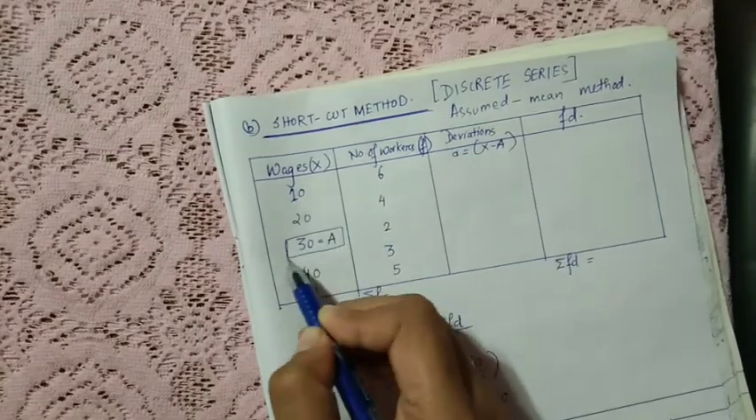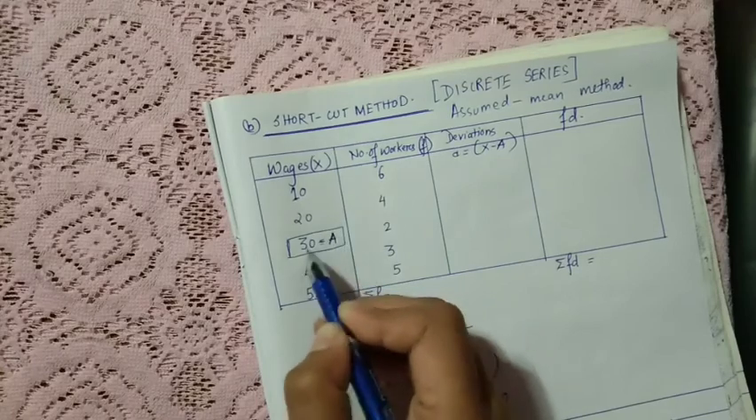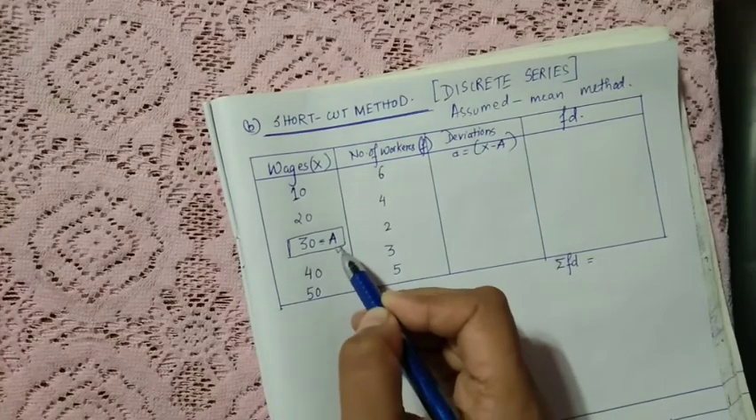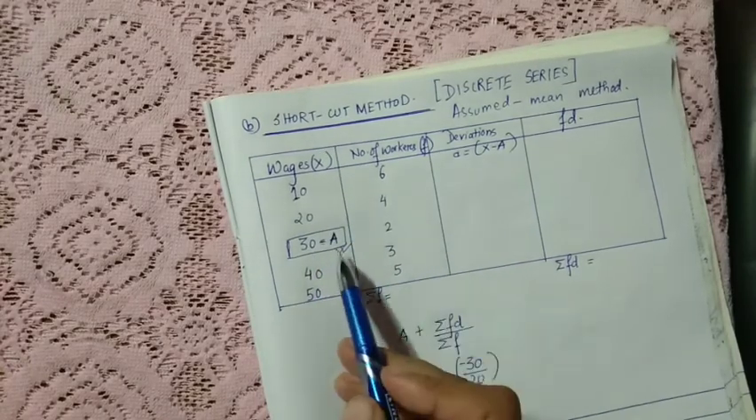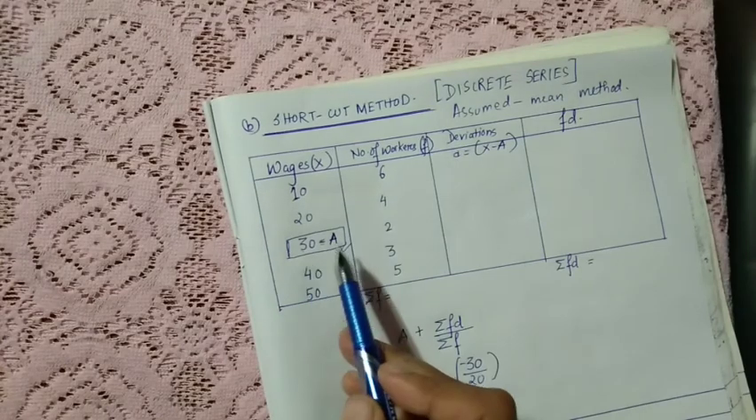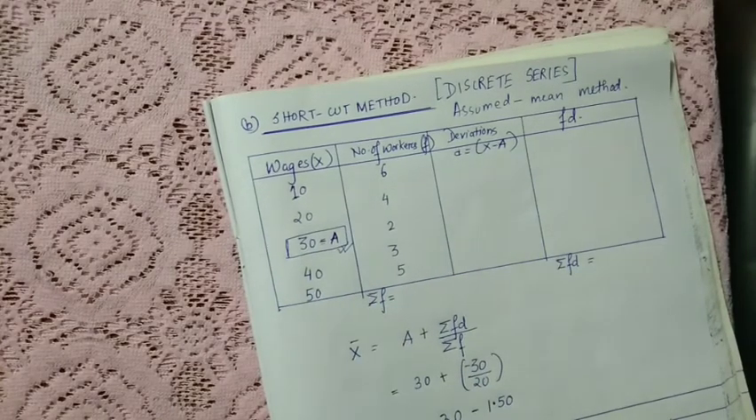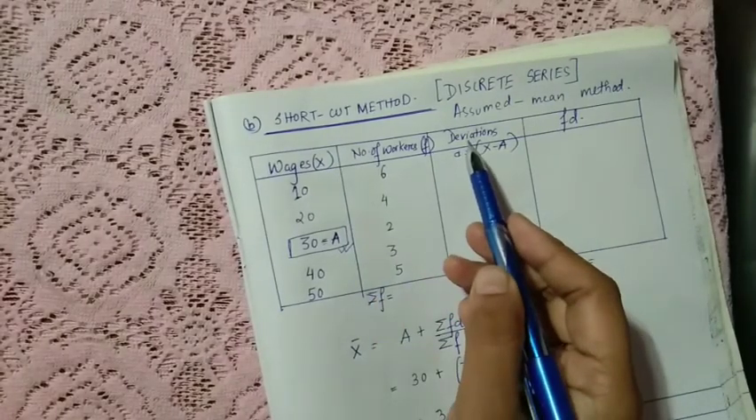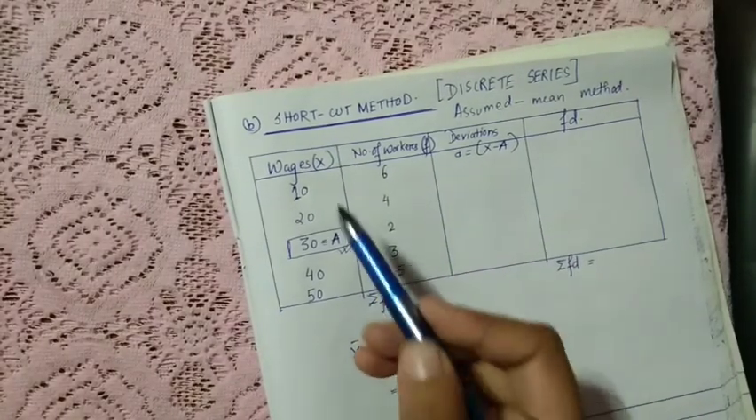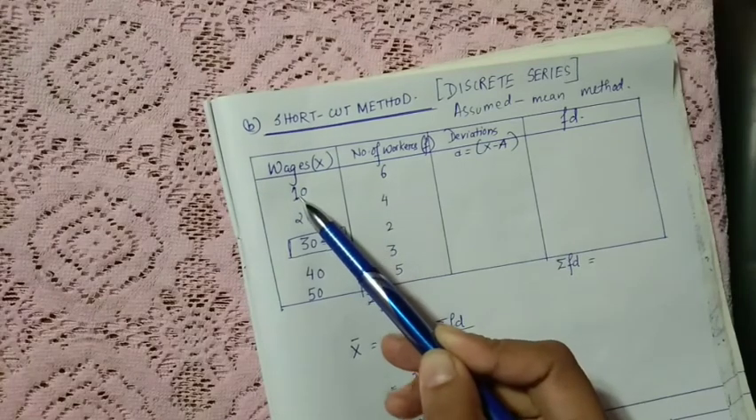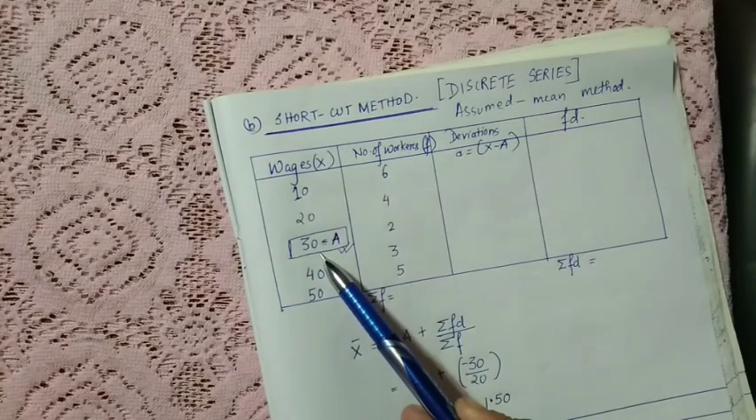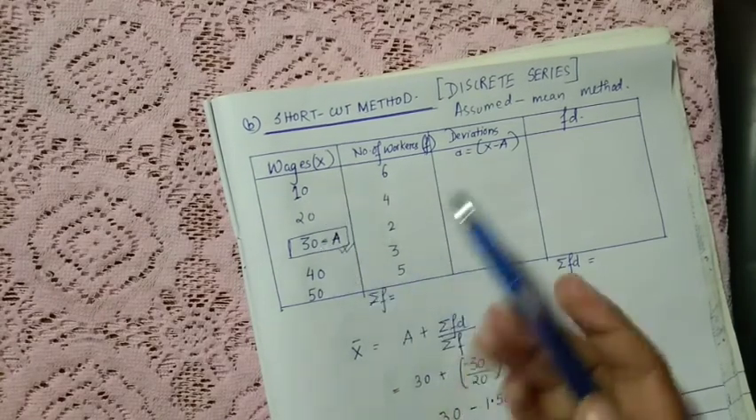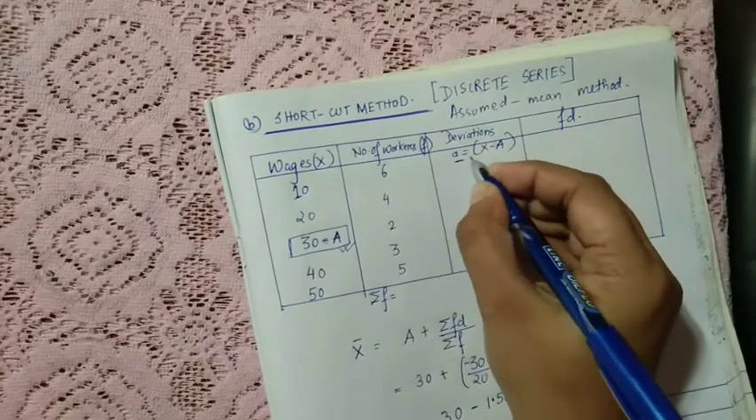So a is equal to 30. 30 is the central most value. So a is 30. We have assumed a as 30. Now we will find out deviations. How to find out deviations? We will deduct the assumed value from the x value. So 10 minus 30 will be minus 20.